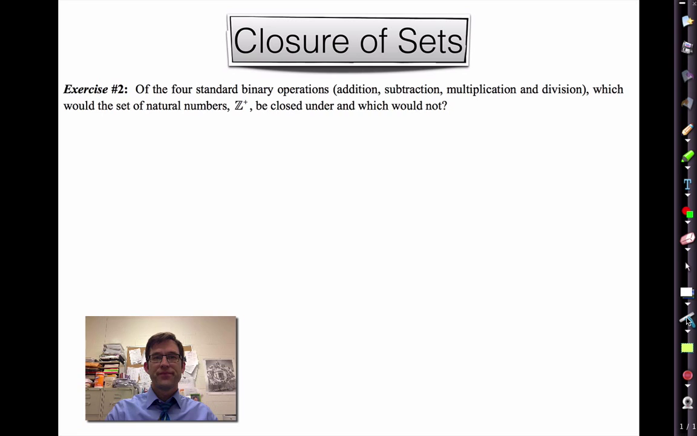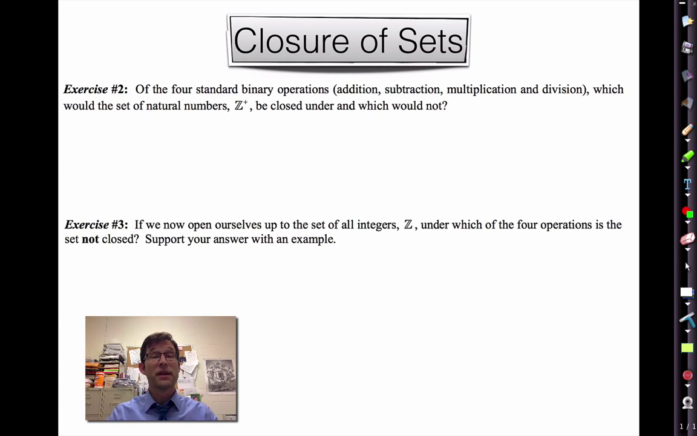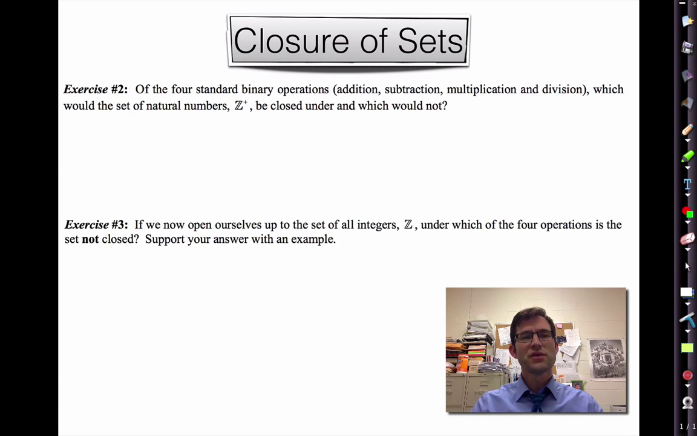Next problem. Exercise 3 says, if we now open ourselves up to the set of all integers, under which of the 4 operations is the set not closed? Support your answer with an example. So now there's only one operation that's problematic. Pause the video, think about which one it is.